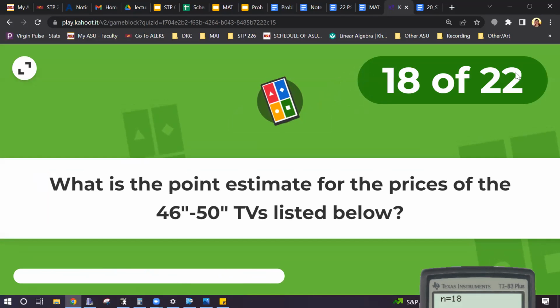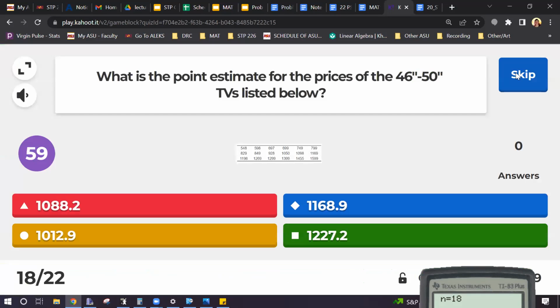What is the point estimate for these TVs? So we have our margin of error. We have our top and our bottom. What's the point estimate?